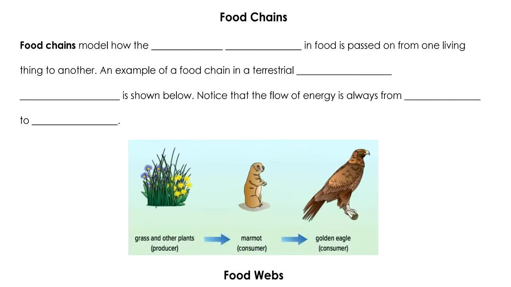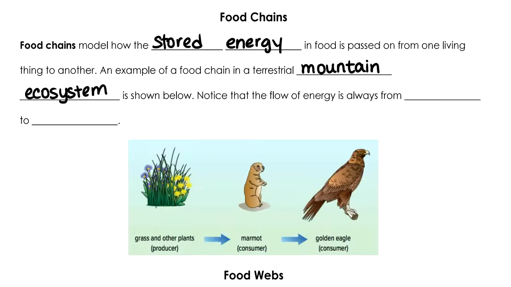Food chains model how the stored energy inside an ecosystem moves from one level to the next. How that energy is passed on from organisms at the bottom of the chain to the top. In the example diagram here, you can see a terrestrial mountain ecosystem, terrestrial meaning land-based. And you'll notice that there are arrows as part of this food chain, and those arrows indicate the direction of energy flow. They always go from the producer to the consumer.